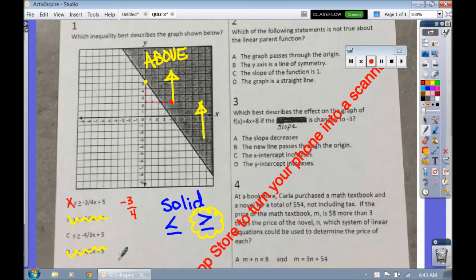So we know our answer is C, but let me just show you how that works here. -4/3. Go down 4 and right 3. 1, 2, 3. We hit the line. We could do that again. Down 4 to the right 3. We hit the line. Our answer choice is C.